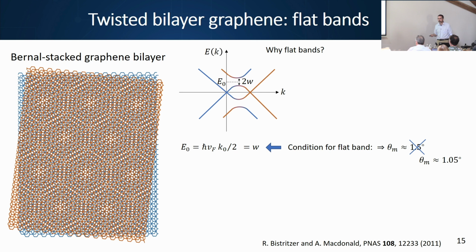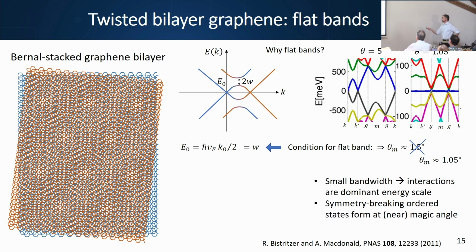It's in the ballpark. So this is the band structure from the original paper from Bistritzer and MacDonald. And you see that at this magic angle, the bands turn out to be flat in pretty much the entire Brillouin zone. And of course, that's interesting because these small bandwidths mean interactions are important, so you get strongly correlated physics and stuff like that.